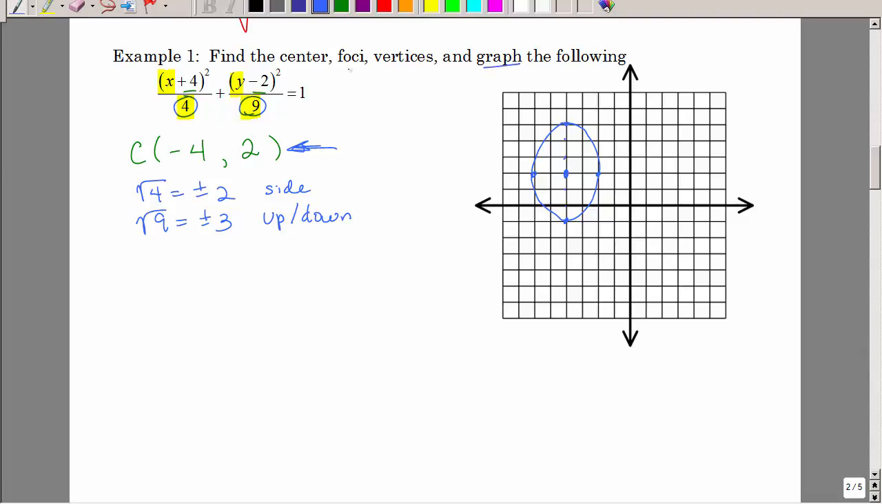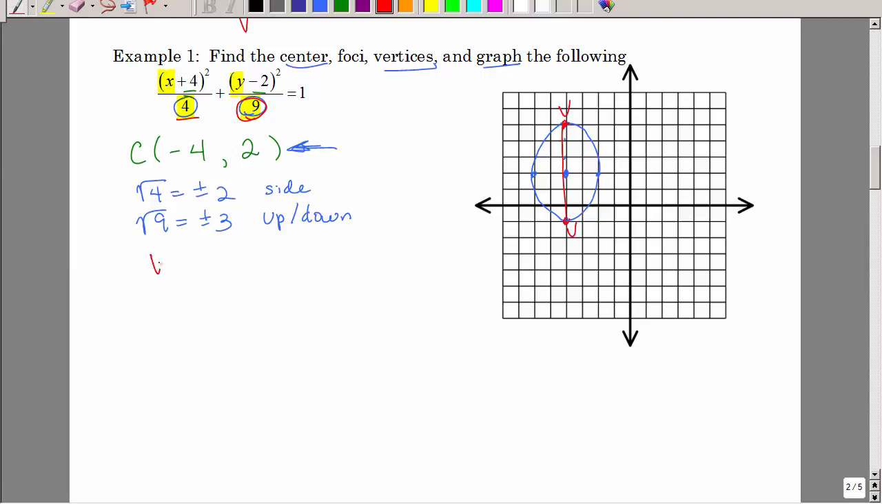So I've graphed it, I found the center. Now what about the other stuff? Well, let's look at those vertices. What's the vertices? The vertices are the endpoints of the major axis. How do I know that's the major axis? Because it's the biggest. 9 is bigger than 4 and it was underneath y. So those are our vertices.